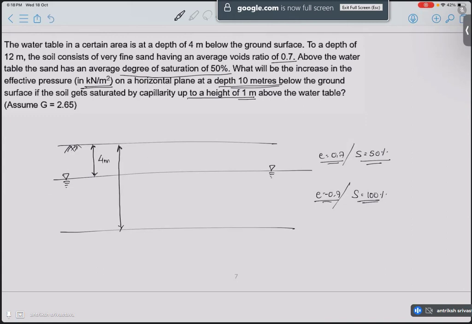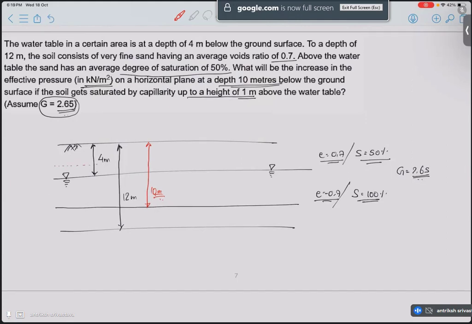And what is asked of us? Okay, and also the specific density or the specific gravity of solids is given to us, that is G, that is 2.65. Okay. We are asked what is the change in the effective stress at a location which is 10 meter from the ground surface when the water table or the water rises by 1 meter in this sand due to the effect of capillary.